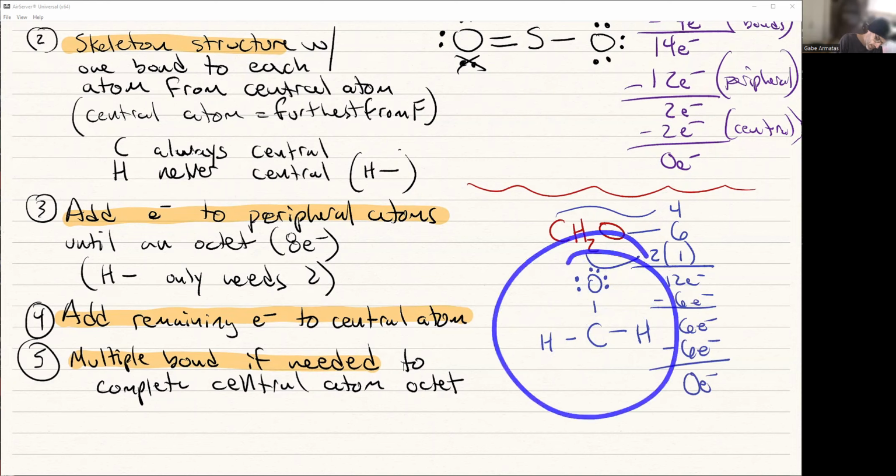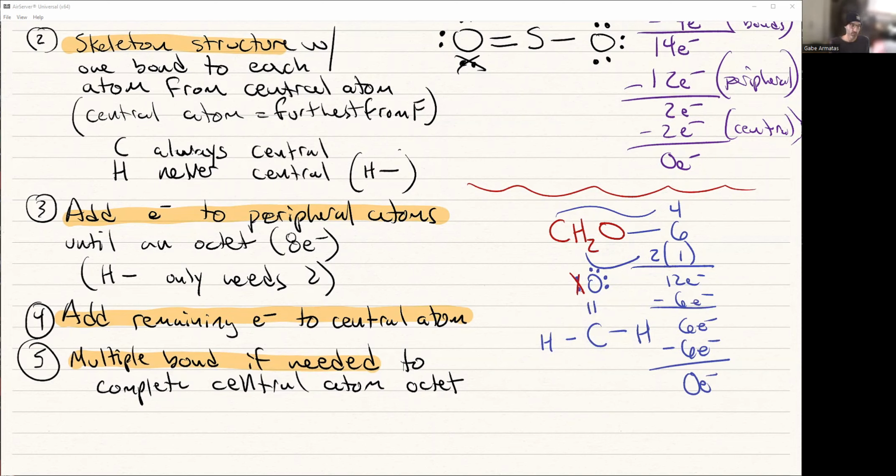The last step is let's check my central atom. My central atom has 2, 4, 6 electrons, or 6 electrons right now. So I'm going to cross off one of those and create a double bond with oxygen. There's my final structure for CH2O. Everything is happy. Everything has 8 except for hydrogen, which has 2, and we're good to go. Okay, that is creating Lewis structures.